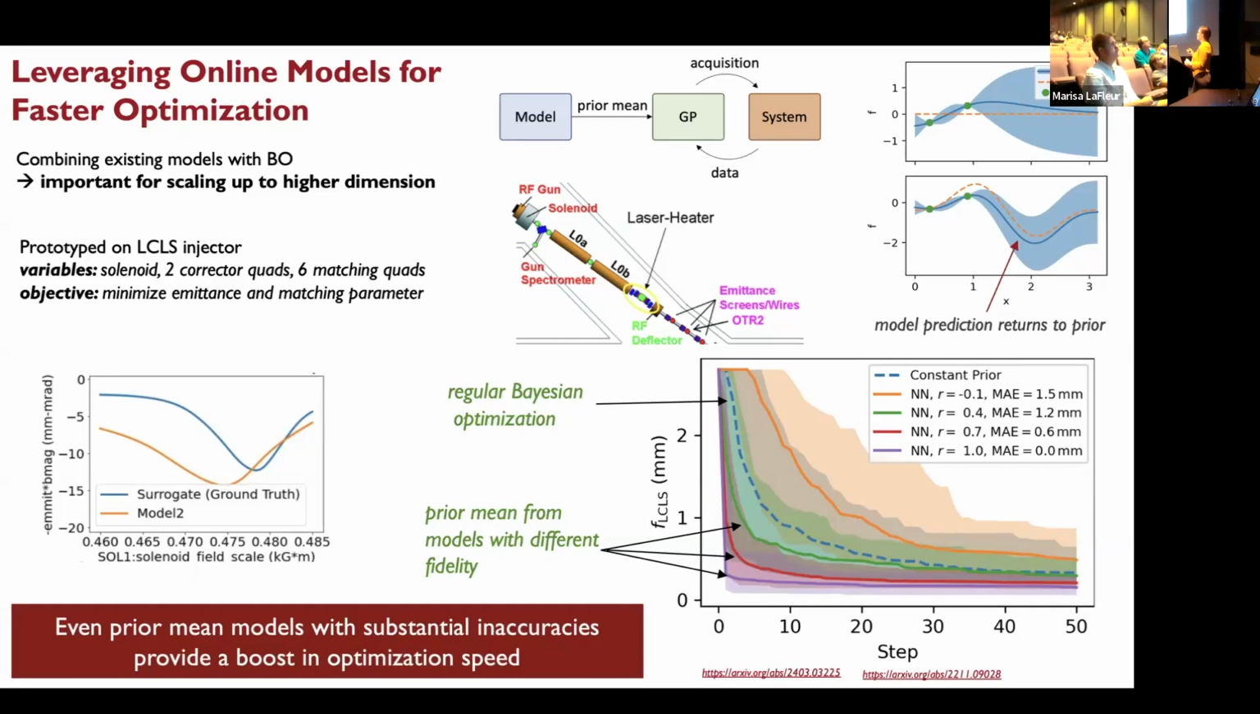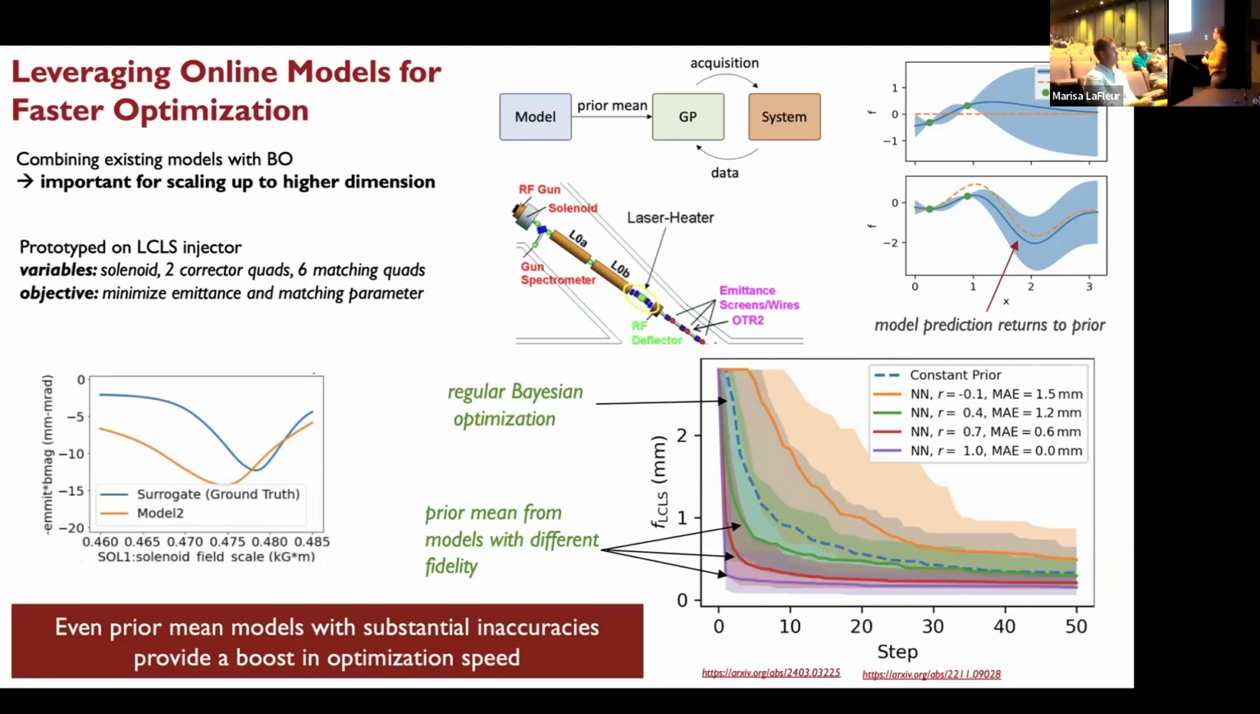This is showing an example from the LCLS injector, and then using that to provide essentially prior information to the Gaussian process so it doesn't need to learn everything from scratch. And this substantially improves the optimization performance. This is showing a beam size minimization task. And if you have an accurate model, this helps tremendously.